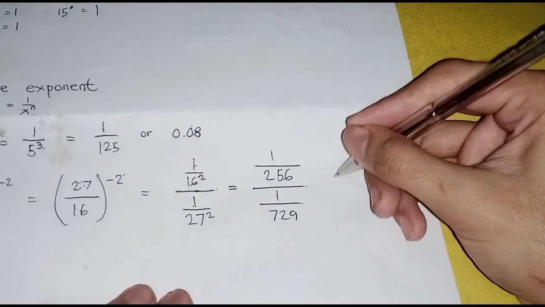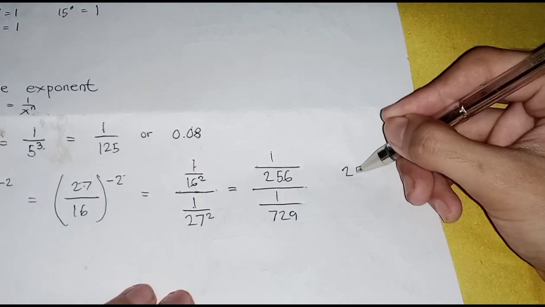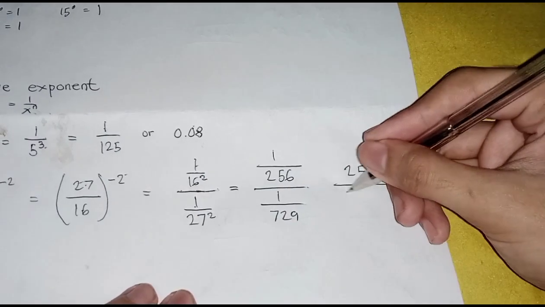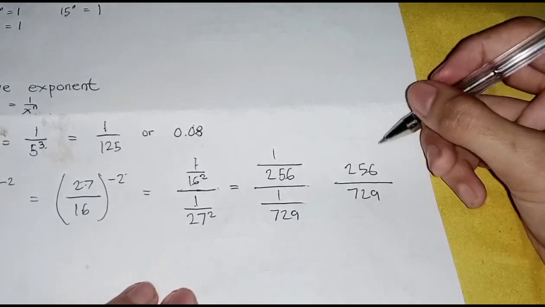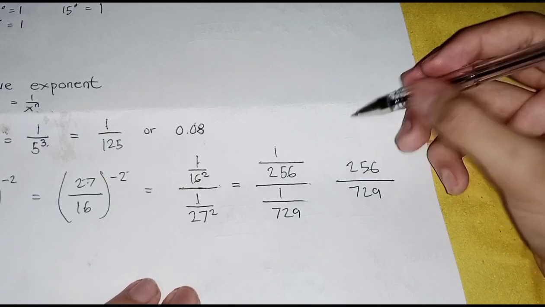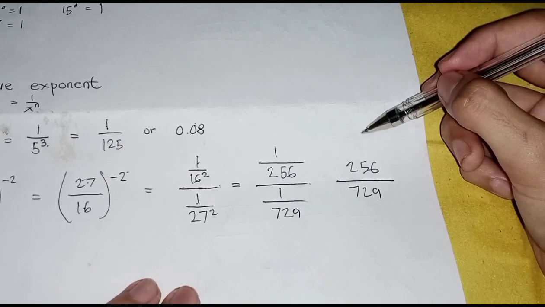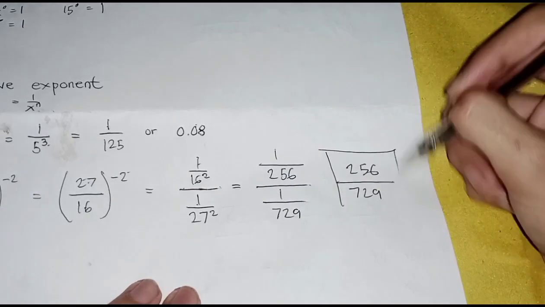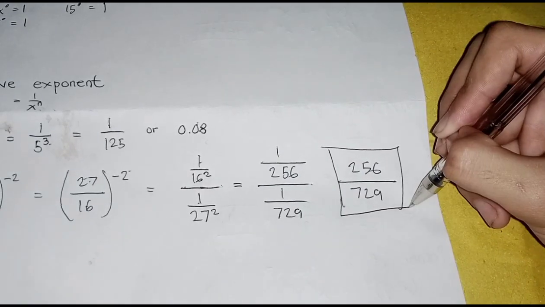Or, pwede na siyang ganito, 256 over 729. Pwede na ang ganyang sagot. O kapag sinimplify mo, napakahaba ng sagot na yan. Kaya, ito na ang sagot, 256 over 729.